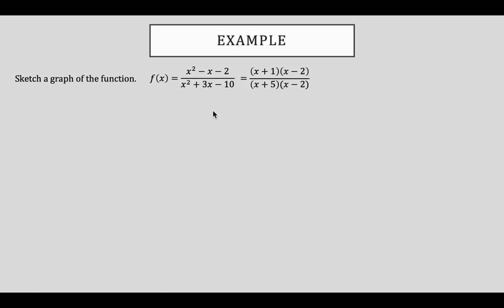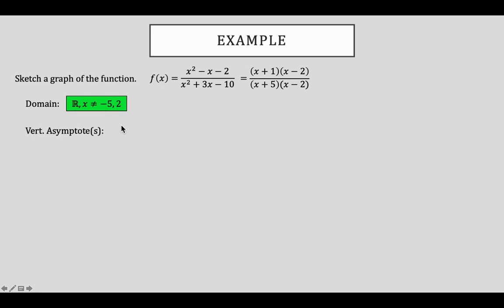The numerator here factors into x plus 1 times x minus 2, and the denominator factors into x plus 5 times x minus 2. This will allow us to find the domain. Again, recall that a function will be undefined anytime the denominator equals 0. Well, looking at the factored form, the denominator is 0 when x is negative 5 and when x is equal to 2. Therefore, our domain is going to be all real numbers except for negative 5 and 2.